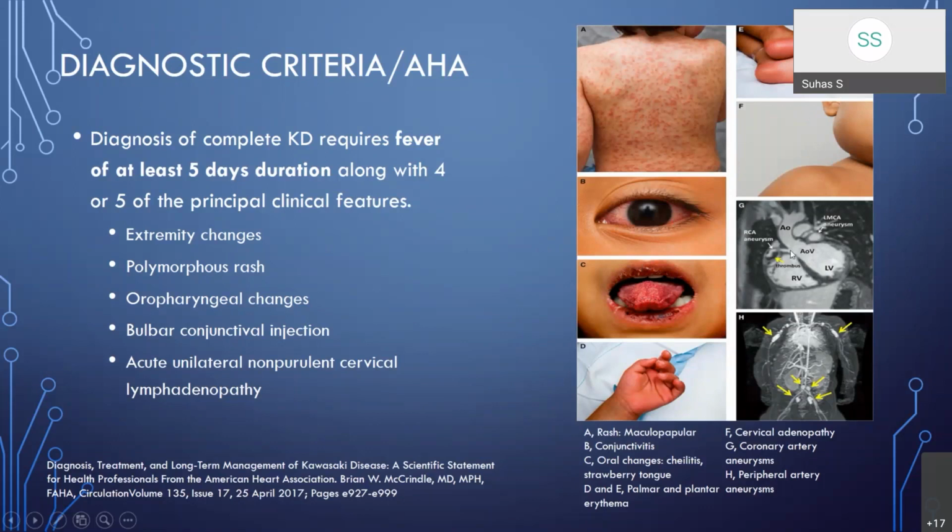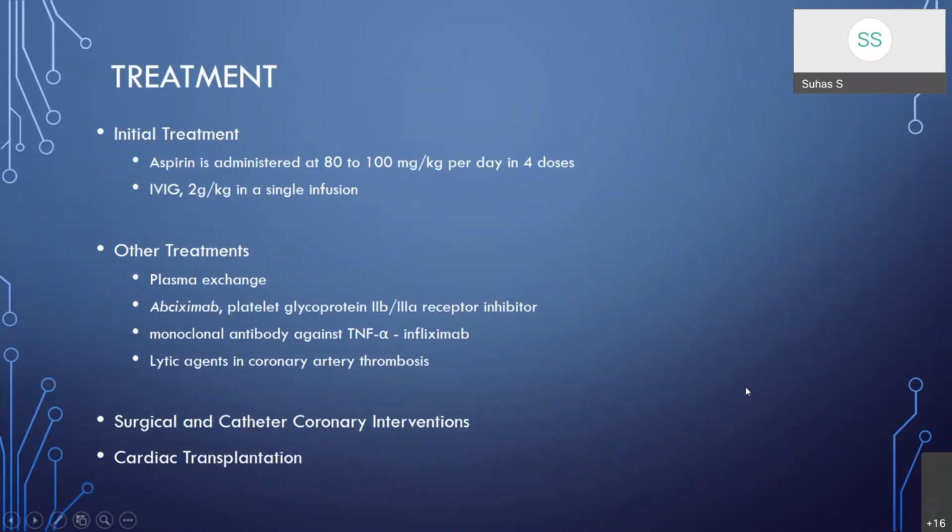We can also see coronary aneurysms on CT angiogram, and we can also see atypical peripheral aneurysms involving subclavian artery, axillary artery, or even the iliac artery. Coming to the treatment, initial treatment is with high dose aspirin, that is 80 to 100 mg per kg per day in 4 divided doses, and intravenous immunoglobulin administration, that is 2 gram per kg as a single infusion.